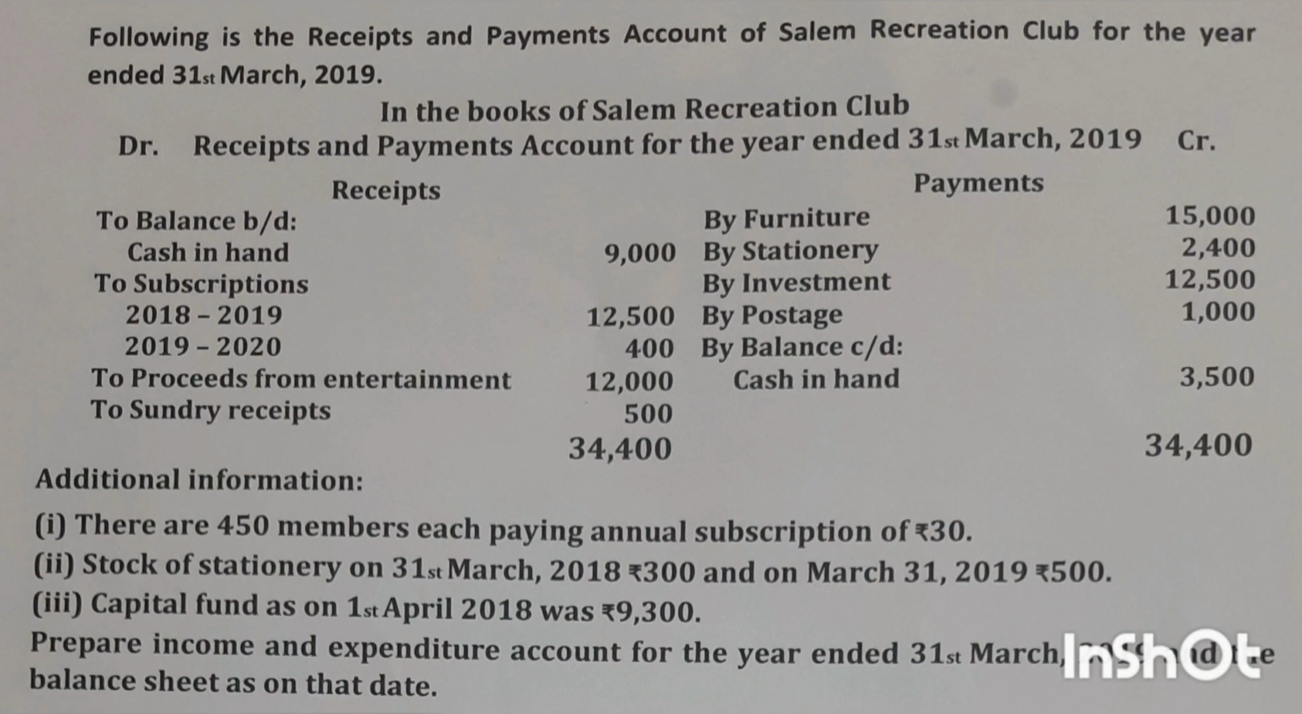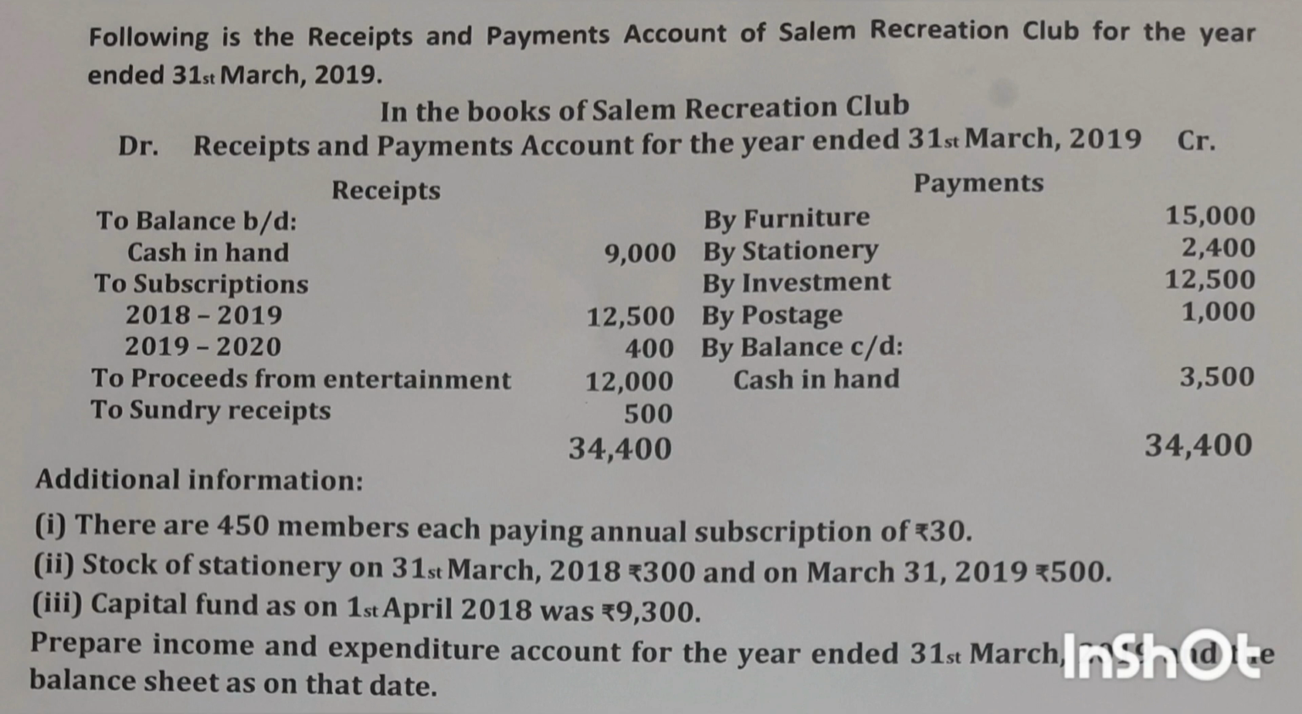Below the opening cash, they have given subscriptions. Subscriptions for the year 2018-19, 12,500, 19-20, 400. We are preparing final accounts for 18-19 only. So this amount will appear in the income side of the income and expenditure account. Then proceeds from entertainment. This is an income. This should be shown in the income side. Then sundry receipts. Sundry receipt also is an income.